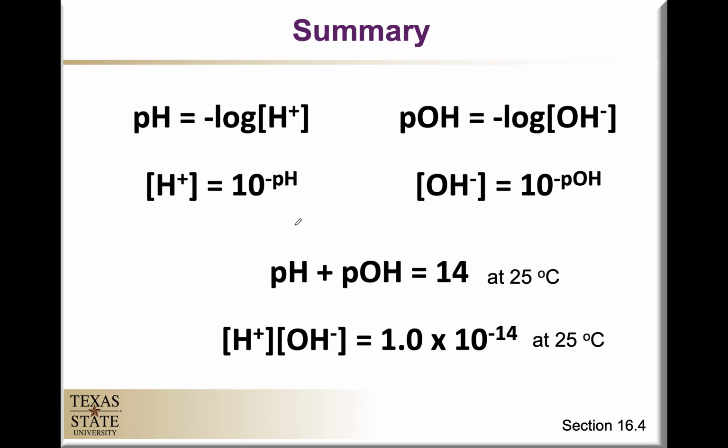In summary, what we just discussed was ways to be able to calculate the pH. pH is defined as the negative log of the hydrogen ion concentration. If you have the pH, you can reverse this equation in order to find the hydrogen ion concentration by doing 10 to the minus pH.